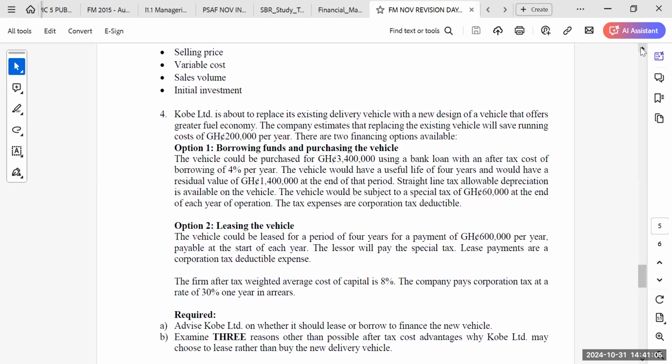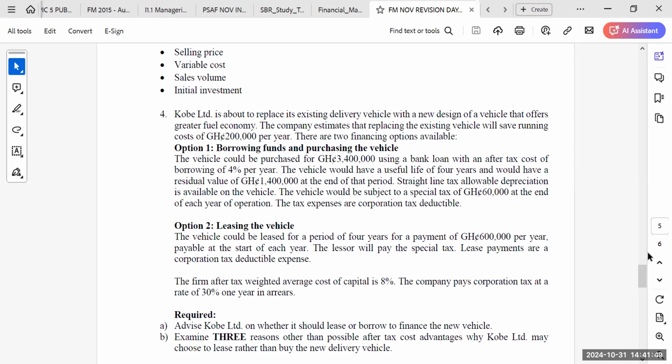Straight-line tax allowable depreciation is available on the vehicle. The vehicle will be subject to a special tax of 60,000 Ghana cedis at the end of each year of operation. The tax expenses are corporation tax deductible. Option 2, leasing the vehicle. The vehicle could be leased for a period of 4 years for a payment of 600,000 cedis per year, payable at the start of each year. The leaser will pay the special tax. These payments are a corporation tax deductible expense. The firm's after-tax weighted average cost of capital is 8%. The company pays corporation tax at a rate of 30%, 1 year in arrears.